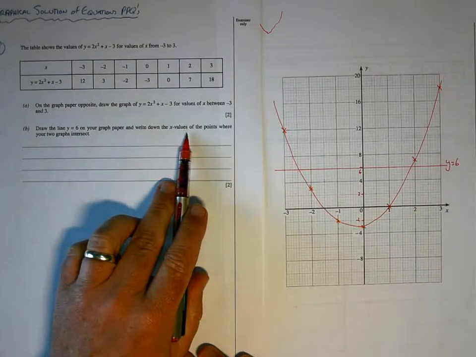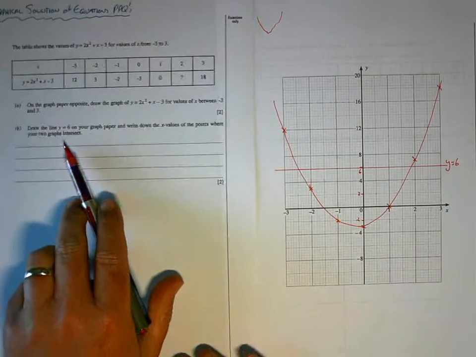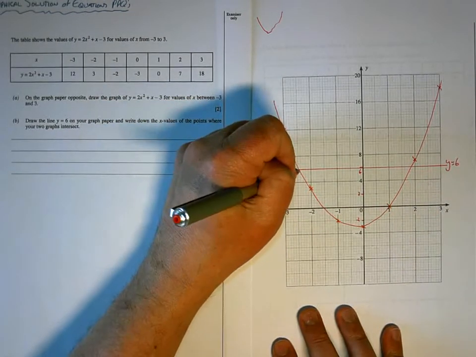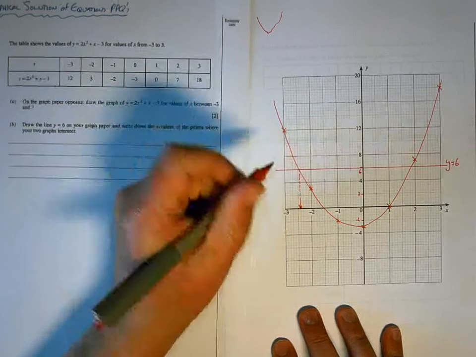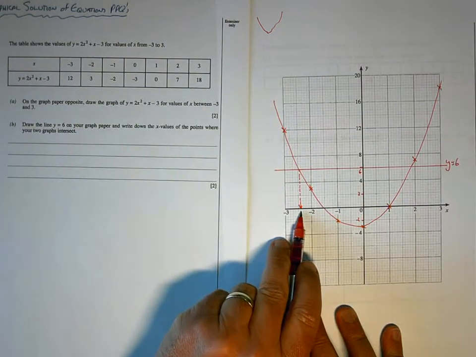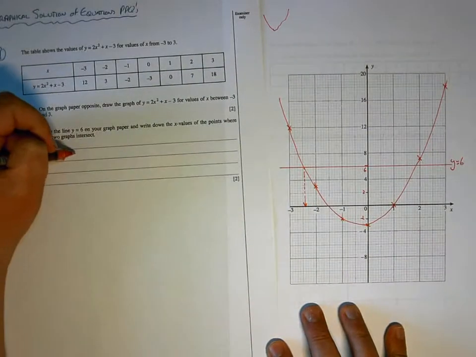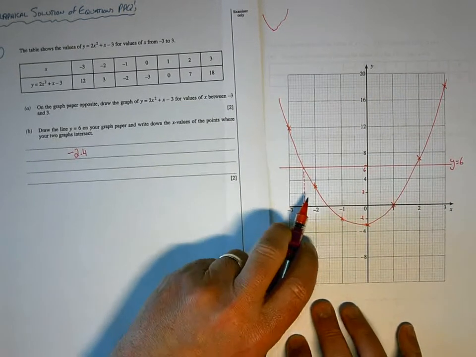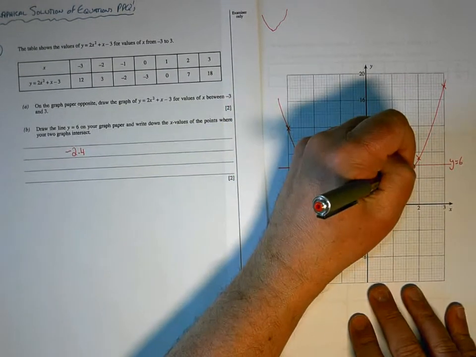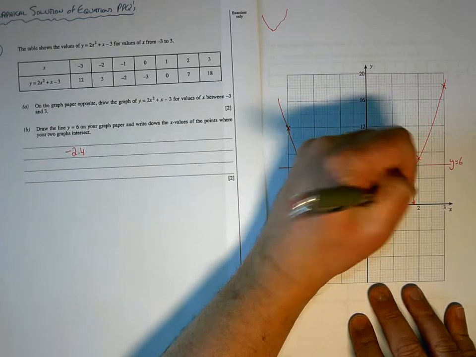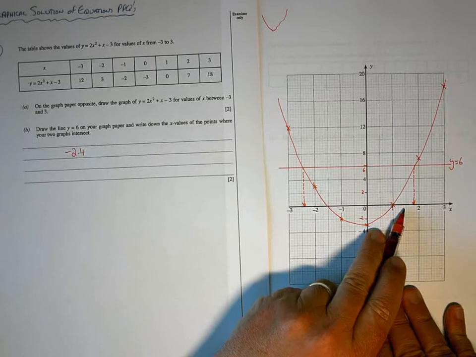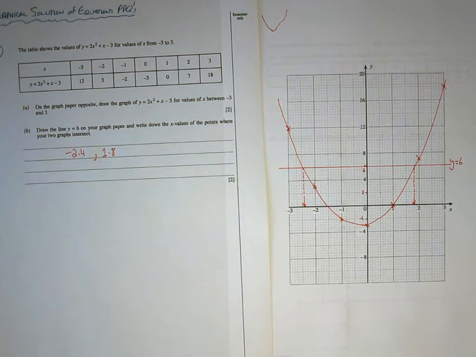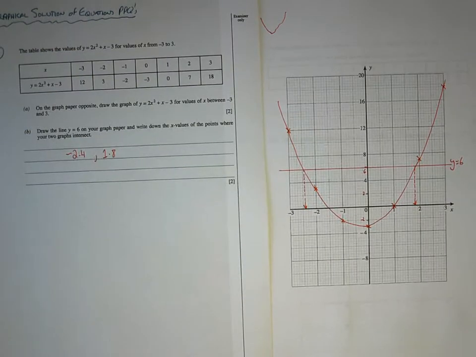And write down the x values of the points where your two graphs intersect. So my line and my curve cross there, and if I read that down, it's going to be minus 2.4. And also, and again, it's worth drawing these on your graph so the examiner can see that you are trying to read off the right place. That one there is going to be 1.8. So those are my two values where those cross.